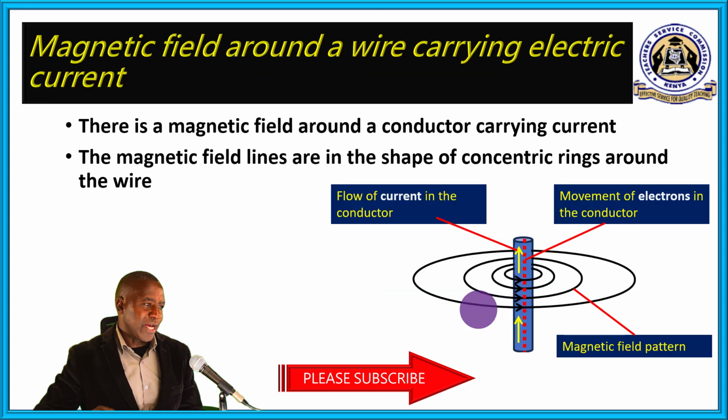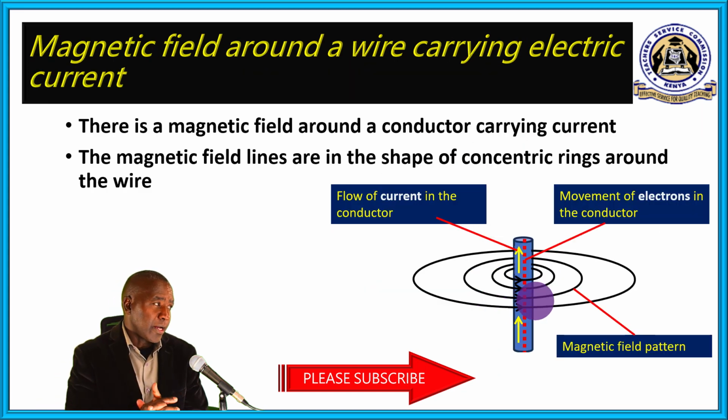Let's see what else we have here. Remember that first statement that there is a magnetic field around a conductor carrying current. It's a very powerful statement, and I had asked you to write it down. Now I'm repeating: there is a magnetic field around a conductor carrying current. The magnetic field lines are in the shape of concentric rings around the wire.